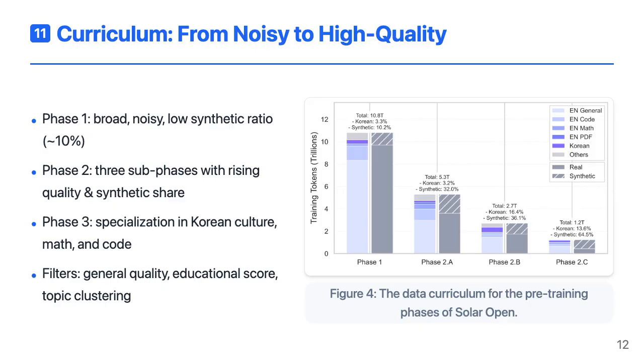Phase 1 starts broad and relatively noisy, with a low synthetic ratio, to maximize coverage. Phase 2 is split into 3 subphases where both the quality thresholds and the synthetic fraction increase, eventually keeping only the top slice of educationally valuable content. Phase 3 then specializes on Korean cultural knowledge, advanced math, and repository-level code. Throughout, they apply 3 layers of filtering: a general quality classifier, an educational quality scorer, inspired by FineWeb-Edu, and embedding-based topic clustering to keep important domains well covered.